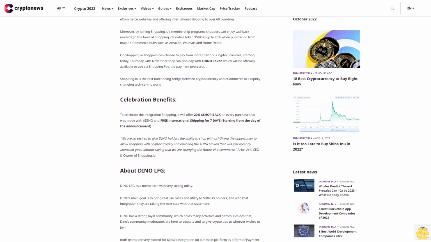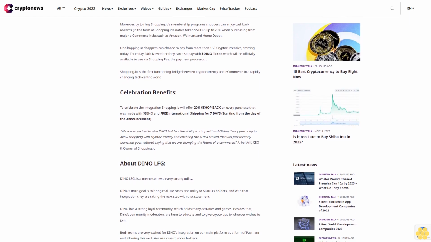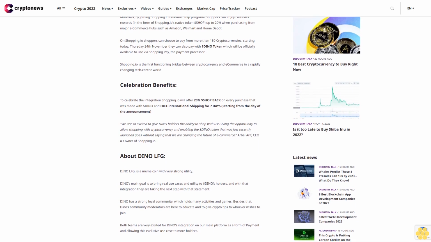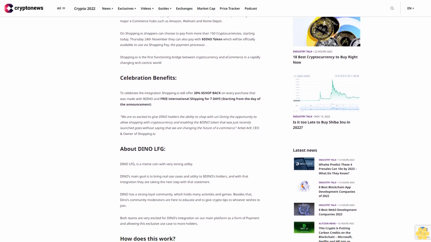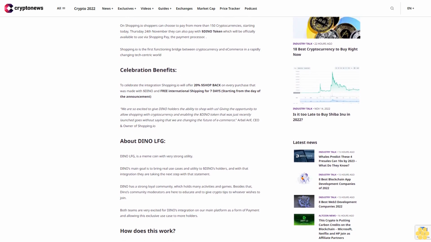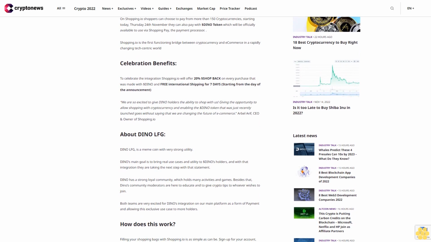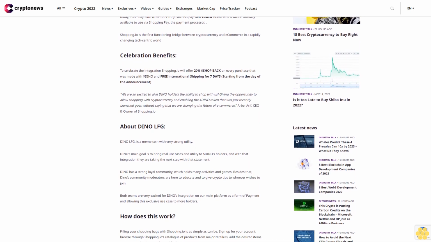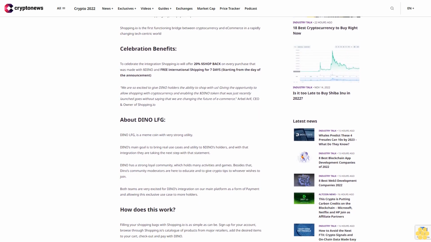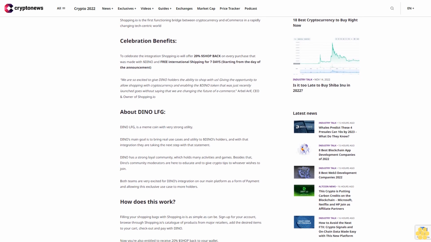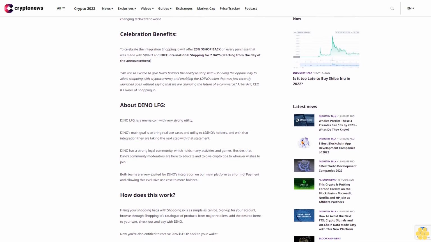On Shopping.io, shoppers can choose to pay from more than 150 cryptocurrencies. Starting today, Thursday 24th November, they can also pay with $DINO token, which will be officially available to use via Shopping Pay, the payment processor. Shopping.io is the first functioning bridge between cryptocurrency and e-commerce in a rapidly changing tech-centric world.